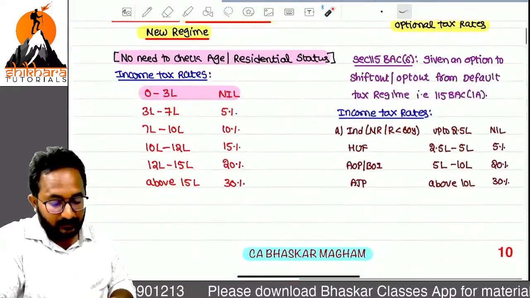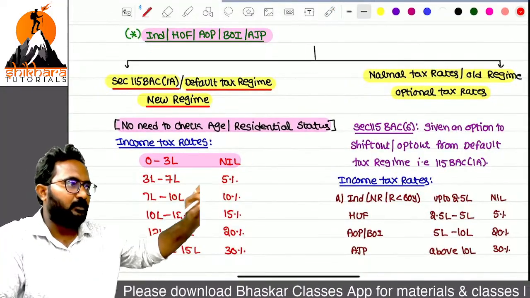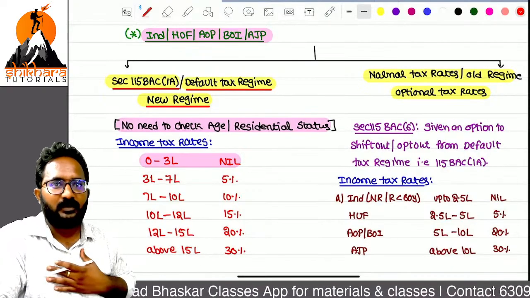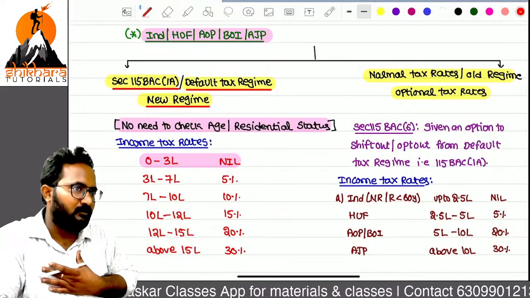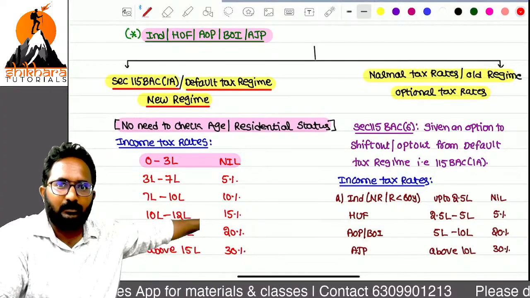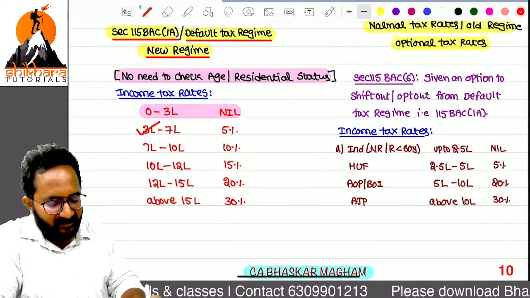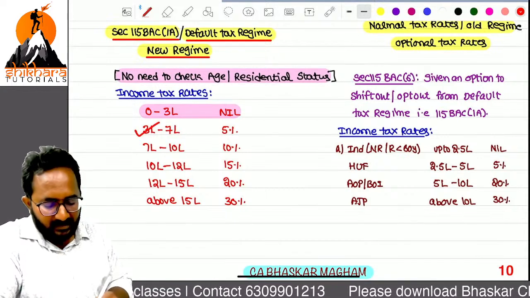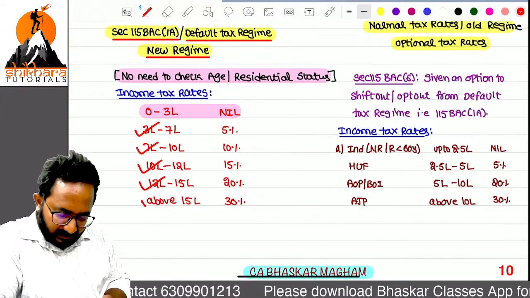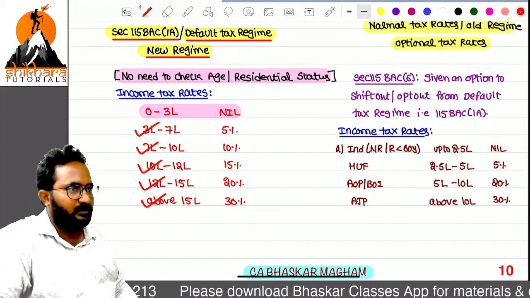So next slabs, how they are given. Don't go with the Finance Act 2025 rates. I know Finance Act 2025 rates are already amended but not applicable for our December exams. Whatever I have given in this material, these are the only rates applicable for your attempt. Now, next slab they have given 3 to 7 lakh. Next slab 7 to 10 lakh. Next slab 10 to 12 lakh. Next slab 12 to 15 lakh. Next slab above 15 lakh. You have to remember these slabs. There is no shortcut.